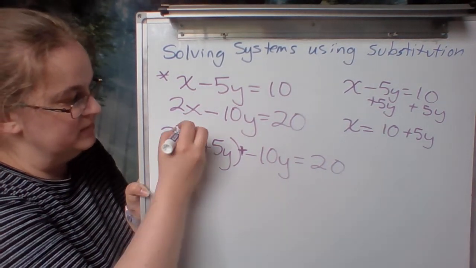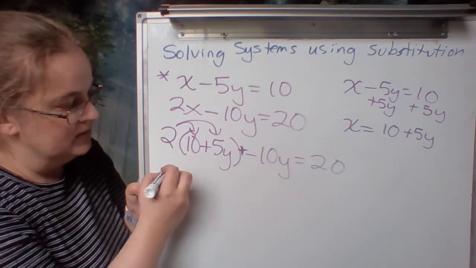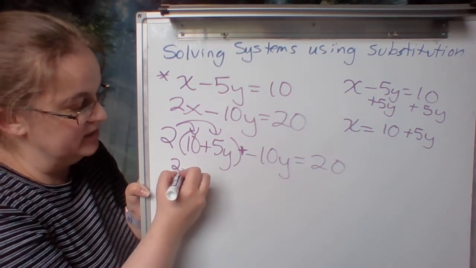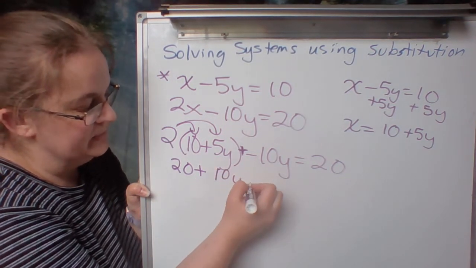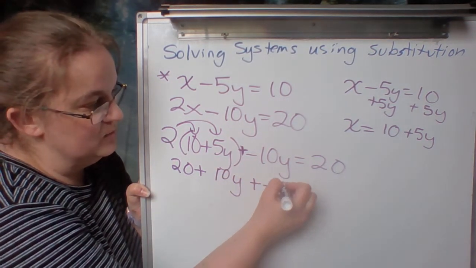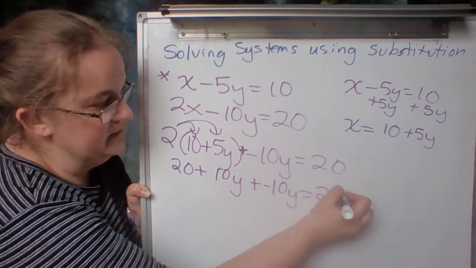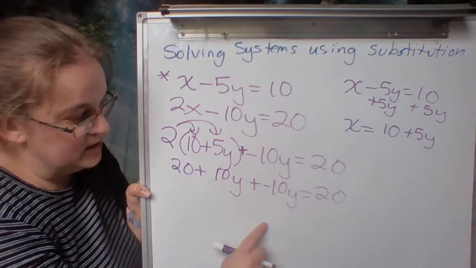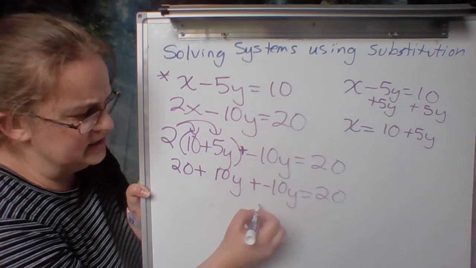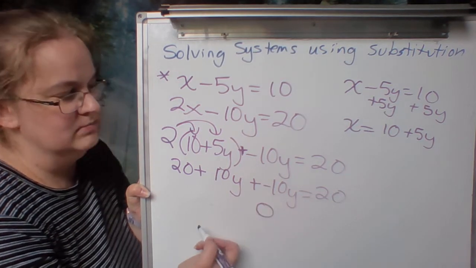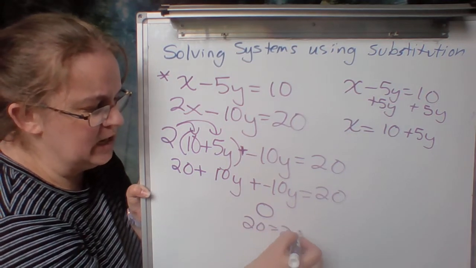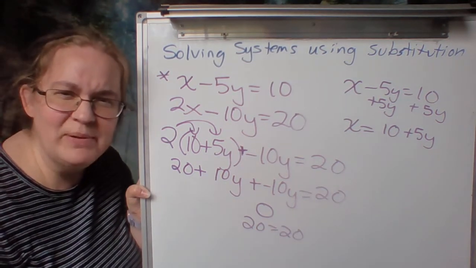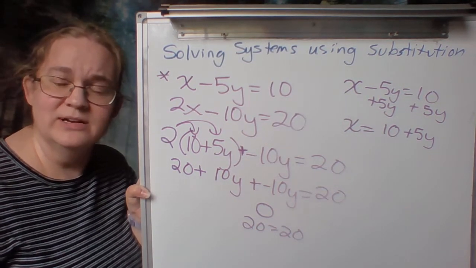2 times 20, I'm going to distribute. 2 times 10 is 20, plus 2 times 5y is 10y, plus negative 10y equals 20. 10y plus negative 10y is nothing. And so I end up with 20 equals 20. What just happened? What's going on?